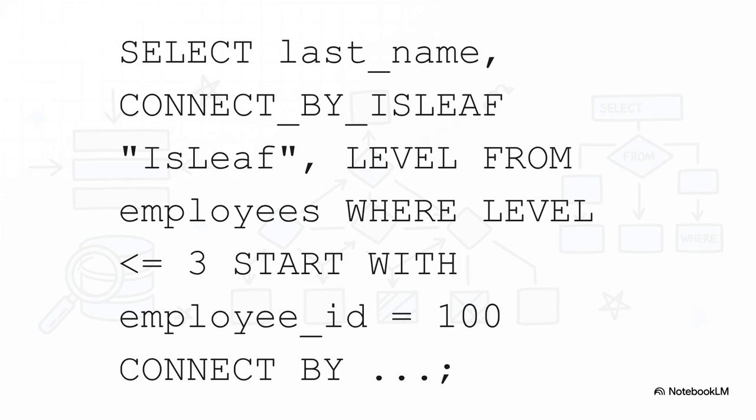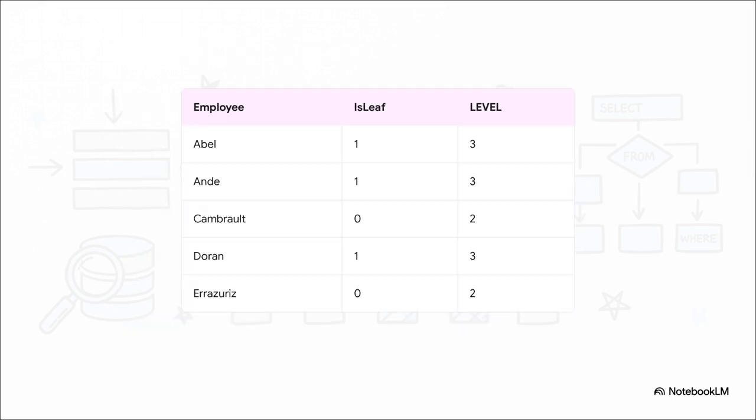And notice I also added a WHERE LEVEL < 3 clause. This is a really common trick, by the way, using level to stop the query from going too deep, which keeps your results clean and fast. Now, when we look at these results, we can see exactly who's a manager and who isn't. Abel, Ande, and Doran all have an IsLeaf value of 1. That means they're at the end of a branch. No one reports to them.